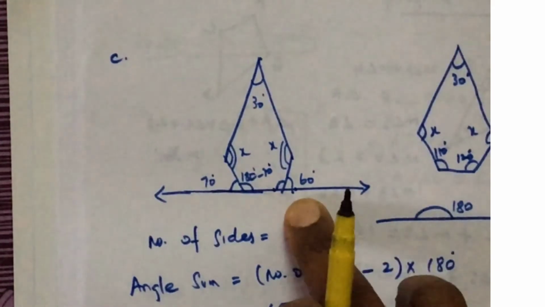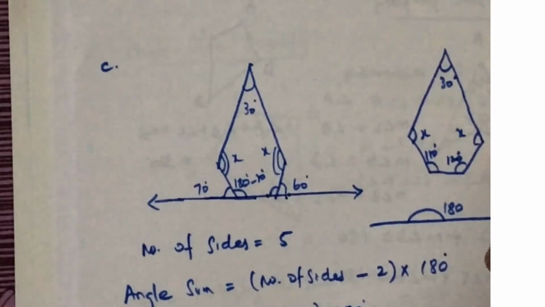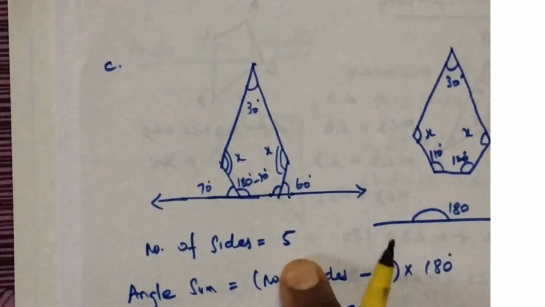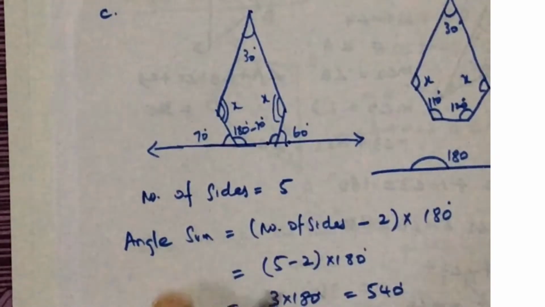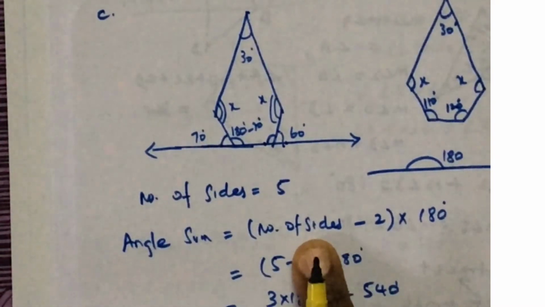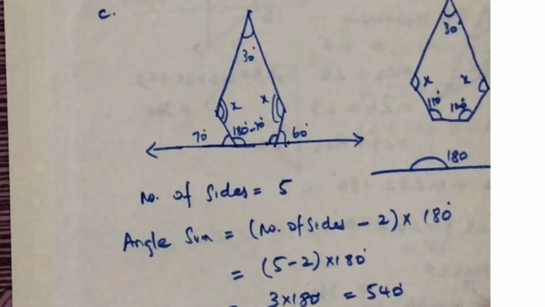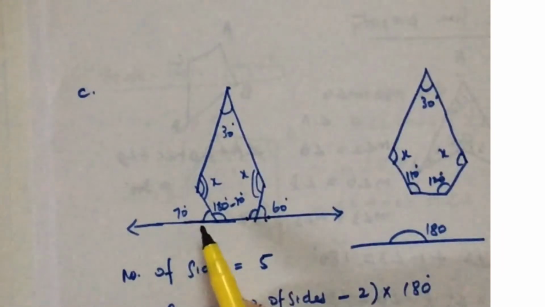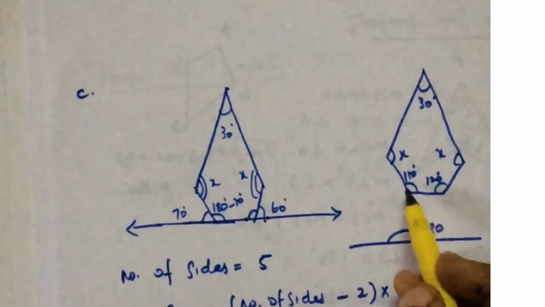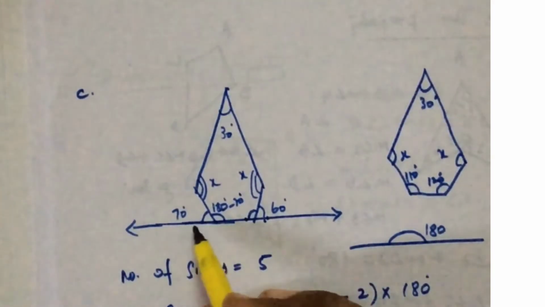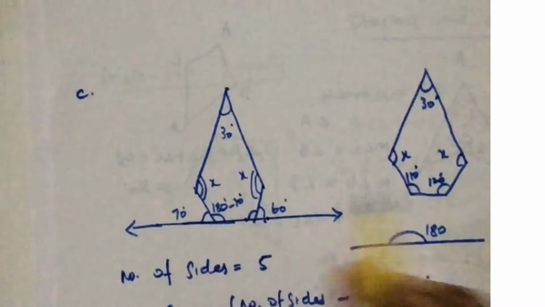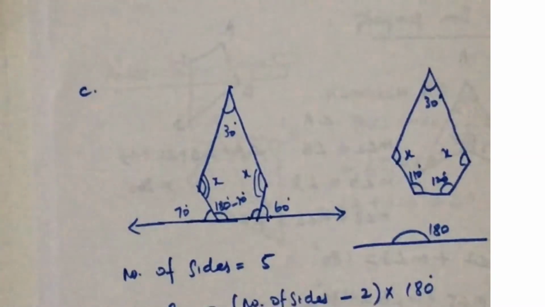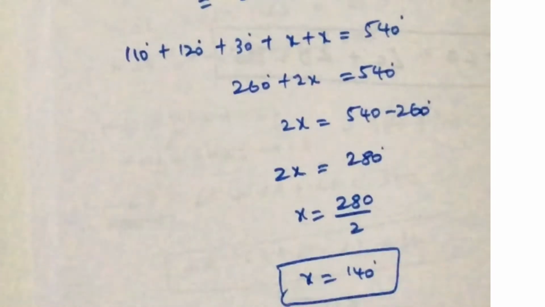Here is one thing you should take care of. First you have to see the figure. You have to count the number of sides. Here there are 5 sides. If it is 5 sides, then you have to calculate the angle sum. This is the formula. You know the number of sides, then you can calculate the total angle. Then you can see that out of those 5 angles, only one angle is given, and this 70 and 60 are given, not the interior angles. So from the straight line total of 180, you have to subtract to find this 110 and 120. Then you can sum up and find x.